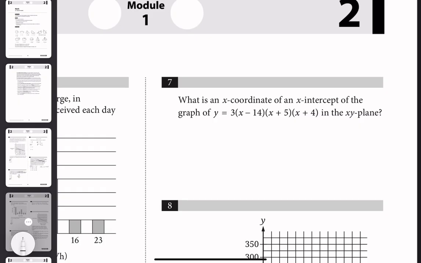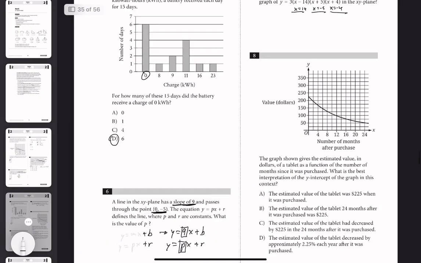What is an x-coordinate of an x-intercept of the graph of y equals 3 times... Okay, this equation right here, in the xy plane. So if we look at this, we know that x can be equal to 14, and our whole equation is going to be set to 0, because if we have 14 here, this is going to be 0. When you multiply anything by 0, the whole equation is 0. Same thing when we plug in -5, same thing when we plug in -4. So it's asking what is an x-coordinate, so you only need one of these answers. Any of them will be correct. So this is a fill-in, put in any of those and you'll be fine.